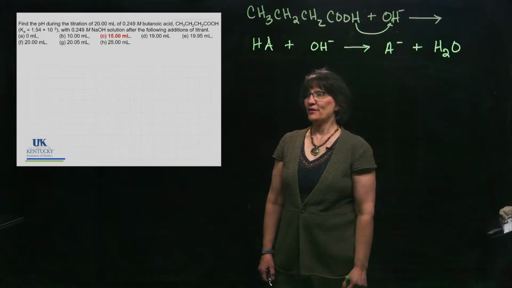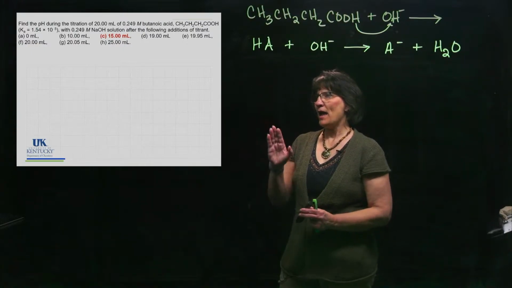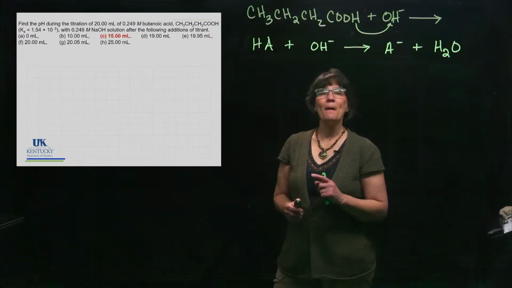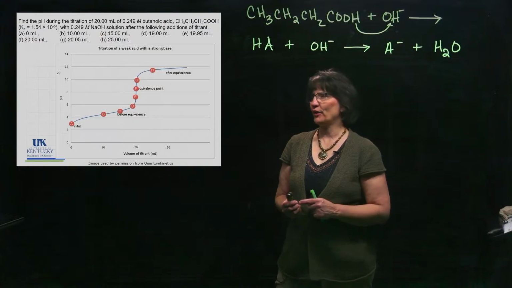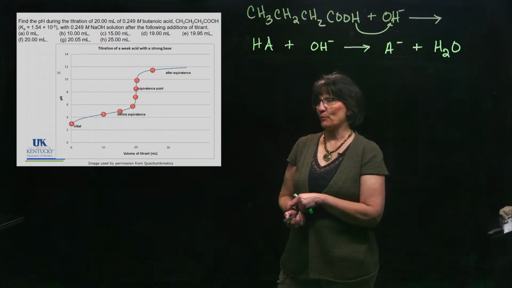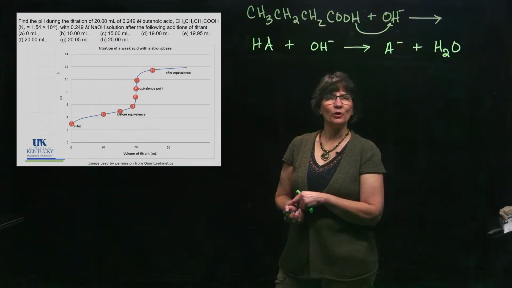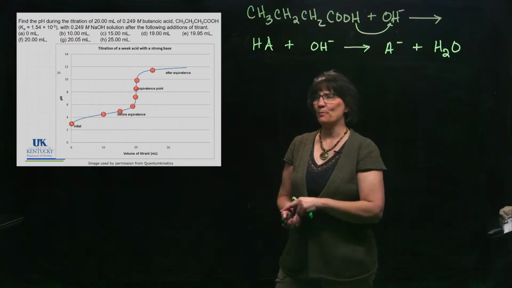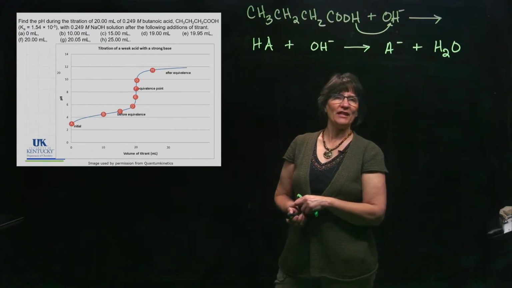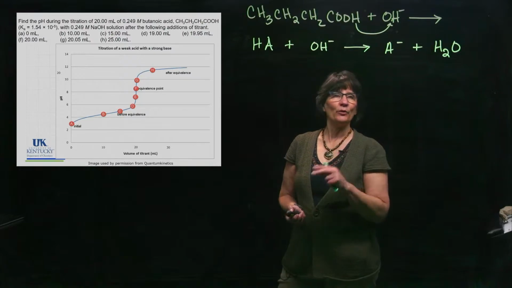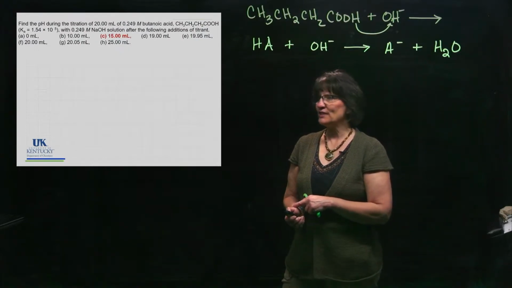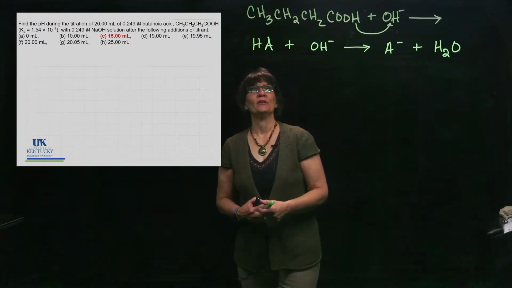Part C of this same problem, we now have 15 milliliters, so we're beyond the halfway point to the equivalence point. If we looked at our graph, we're at point C. We're going to rise a little bit because we're continuing to add more base, so it's going up, but we haven't yet reached the equivalence point. Now you don't need to know that in order to work this problem. We just need to work with the numbers we are given.